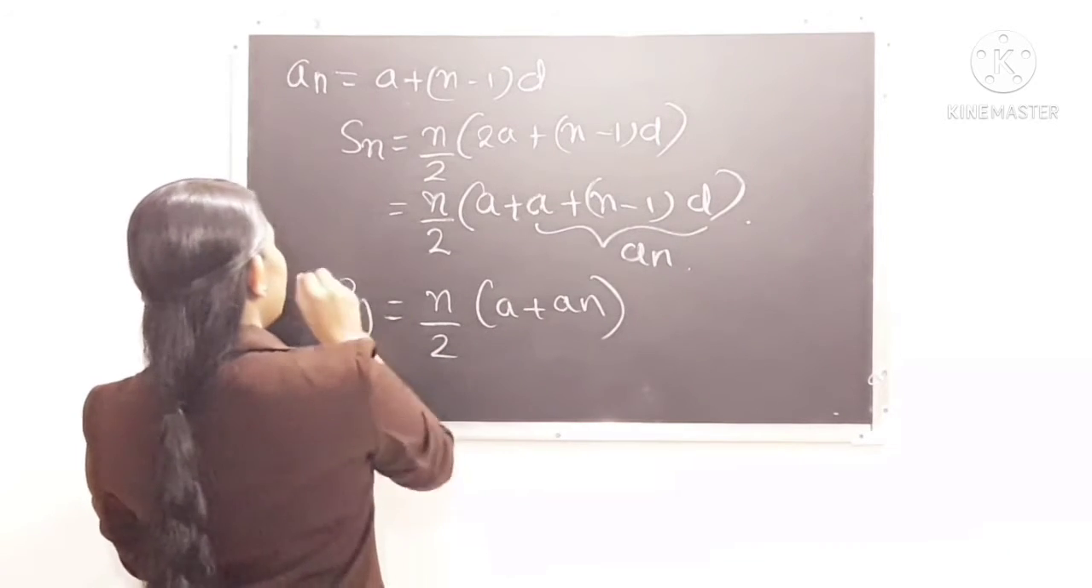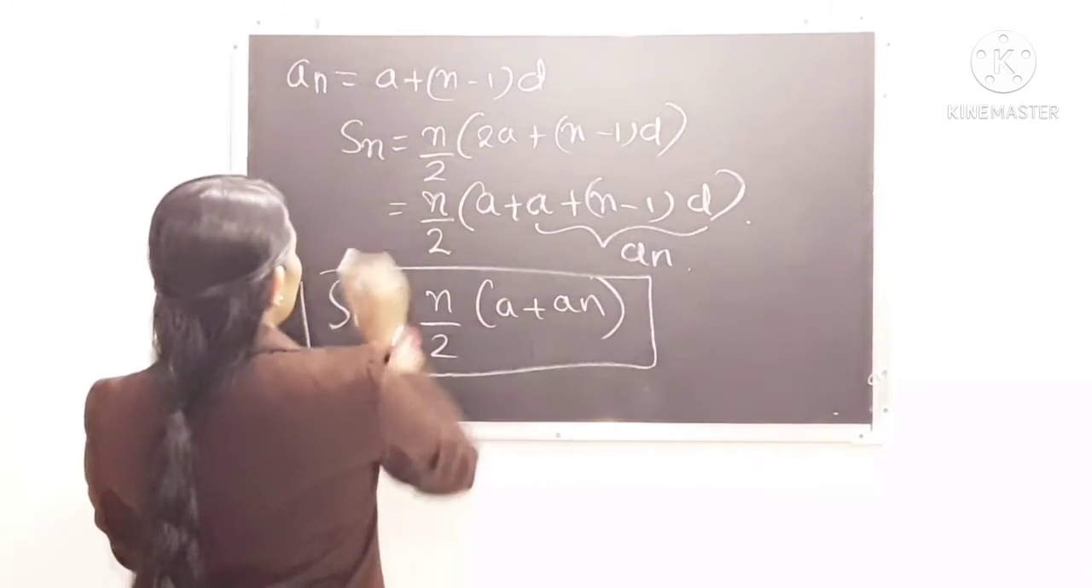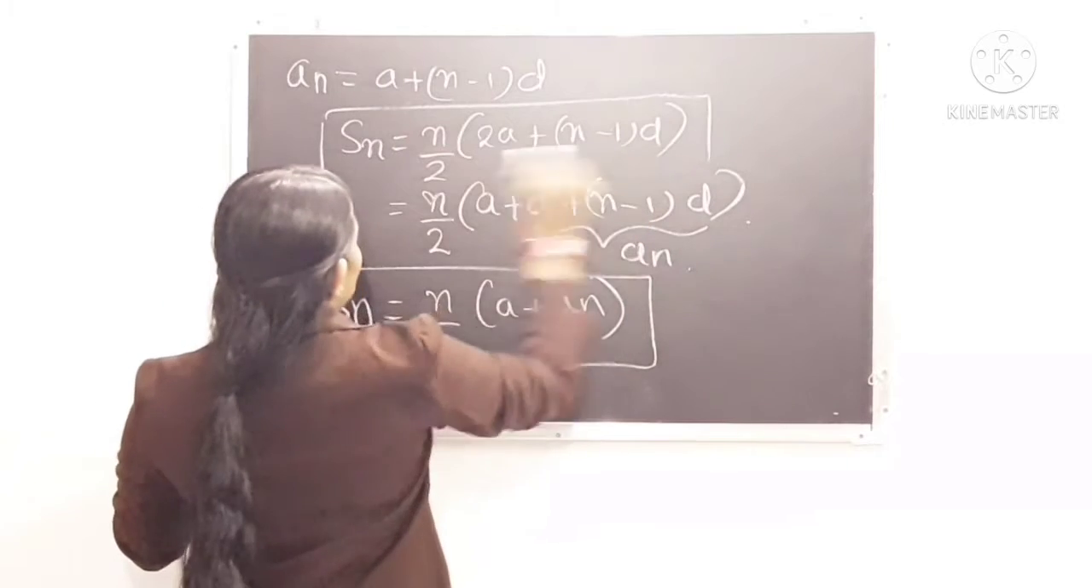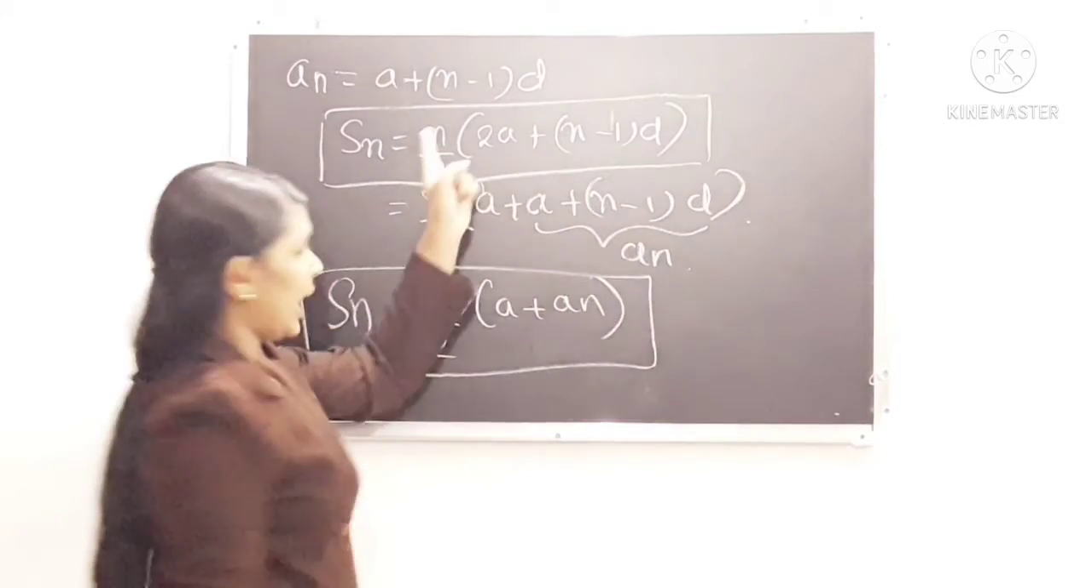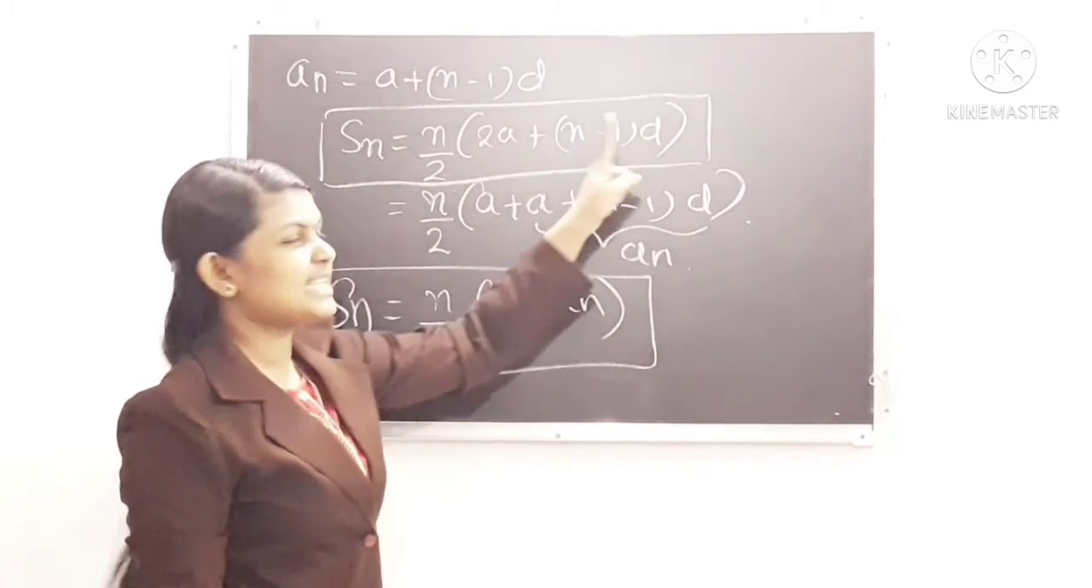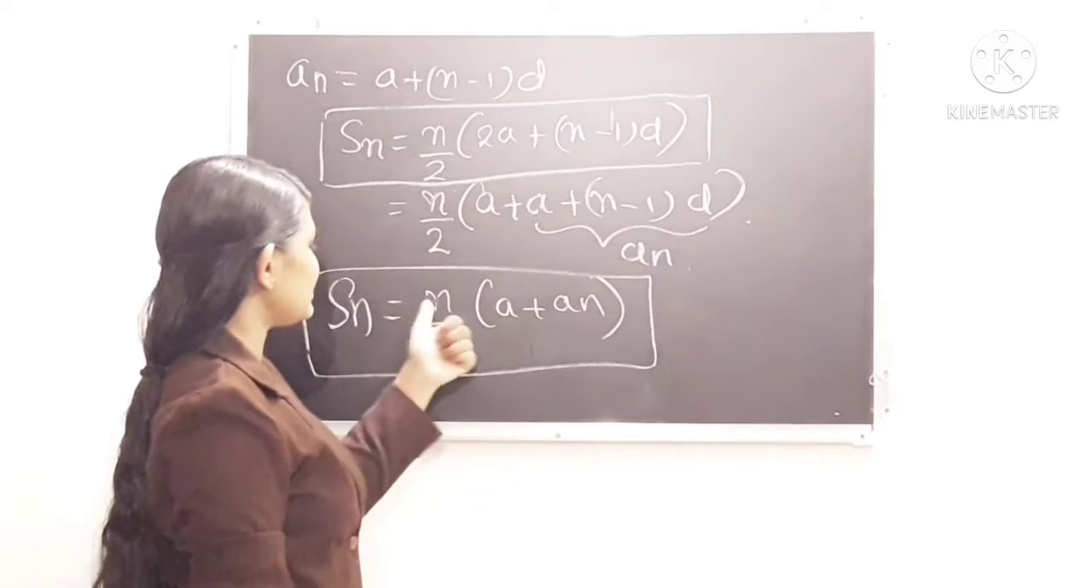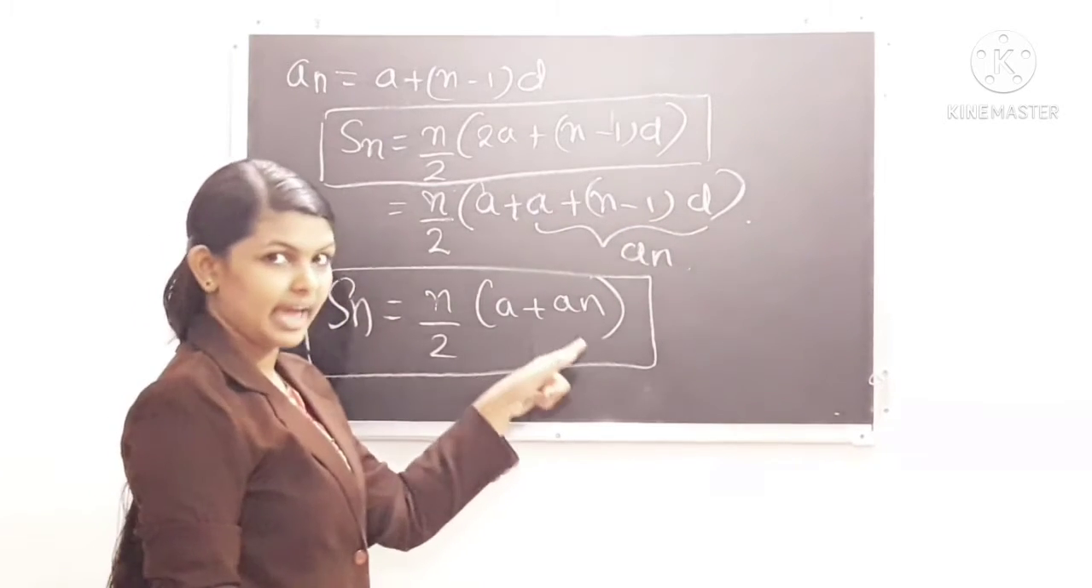You have to remember these two equations to do the questions. Therefore, the sum of the n terms of an AP will be equal to n by 2 into 2a plus n minus 1 into d, and also it will be equal to n by 2 into a plus an.